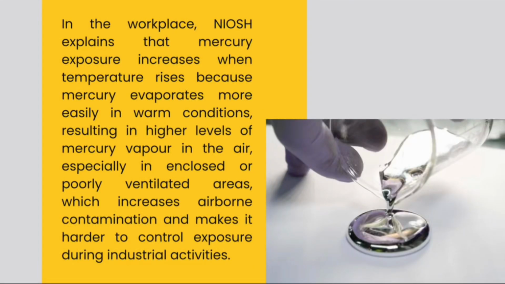In the workplace, Nayash explained that mercury exposure increases when temperature rises because mercury evaporates more easily in warm conditions, resulting in a higher level of mercury vapor in the air, especially in enclosures or poorly ventilated areas, which increases airborne contamination and makes it harder to control exposure during industrial activities.